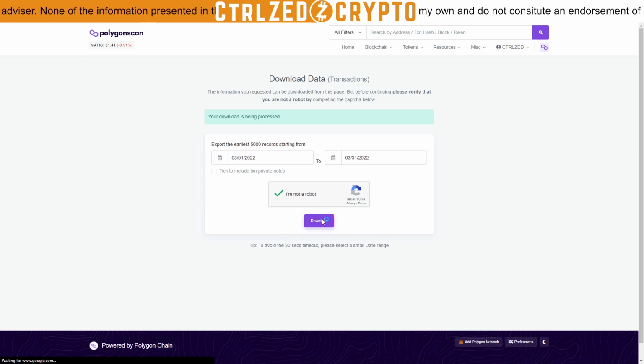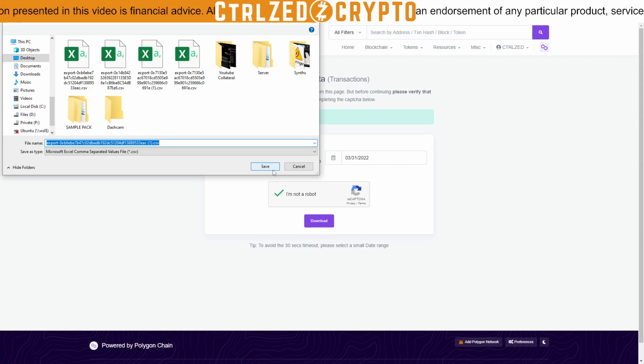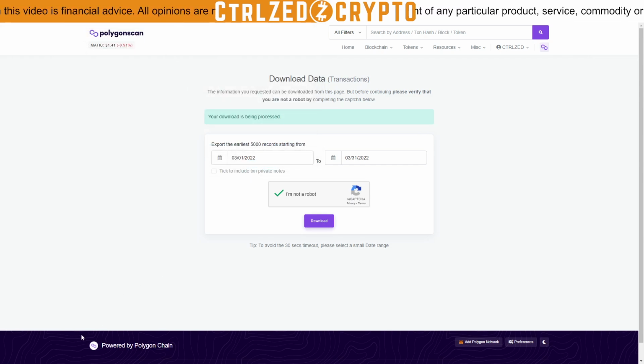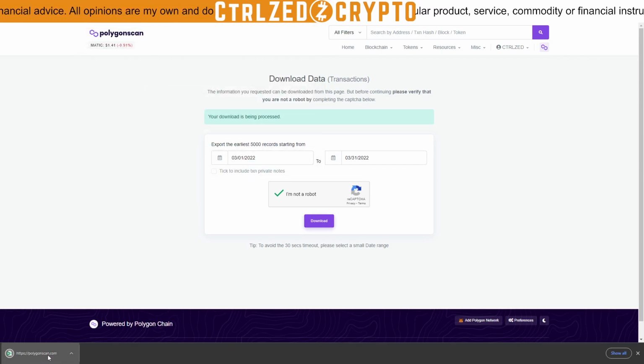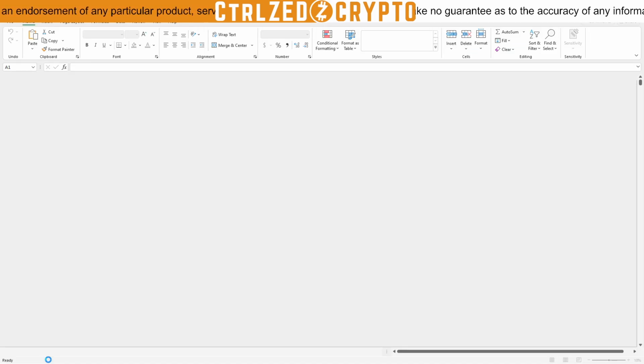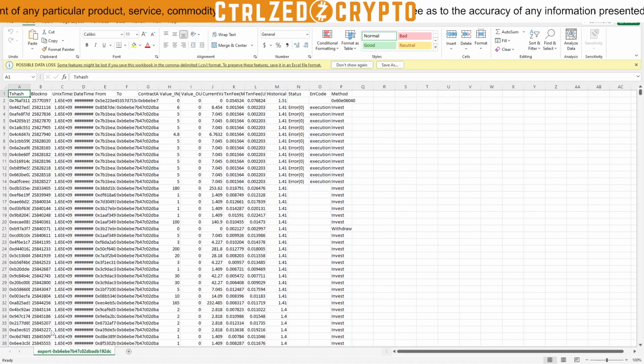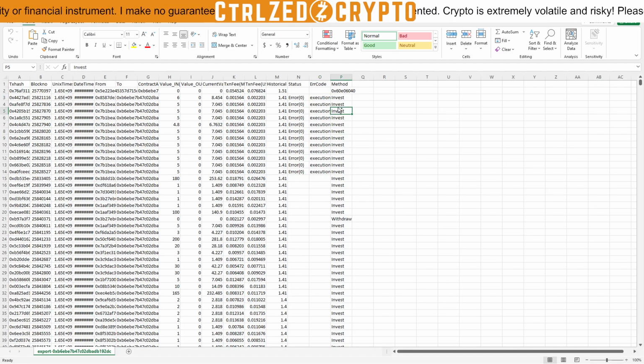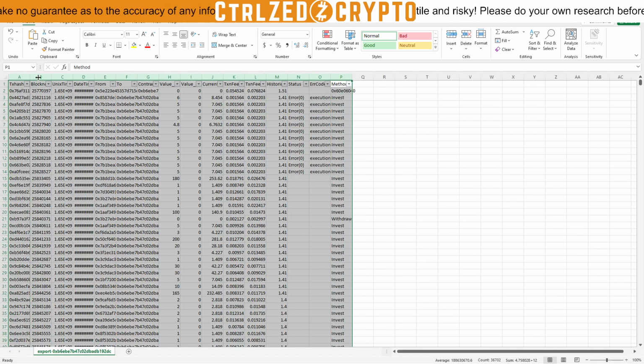If I do the extract, download all the data out of Polygon Scan, take a look at this export. Let's have a look at what the data shows. The reason I'm showing this is that I would like to see if there's anything in there that is suspicious. So I'm just going to filter this data.